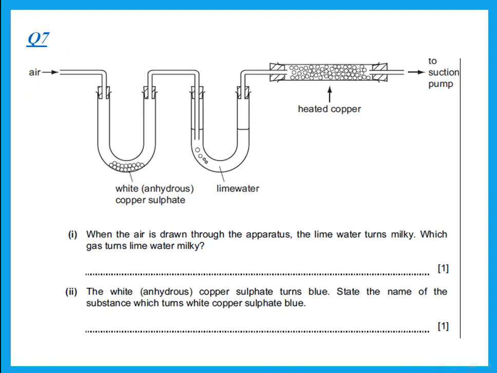This question says, when the air is drawn through the apparatus, the lime water, can you see the U tube that has lime water in it? He says the lime water turns milky. Which gas turns lime water milky? You should know carbon dioxide is the gas that would turn lime water milky. Then he says he has white anhydrous copper sulfate turns to blue. Remember, this was test for what? When I add something to anhydrous copper sulfate, it turns from white to blue. Well, that was the test for what?